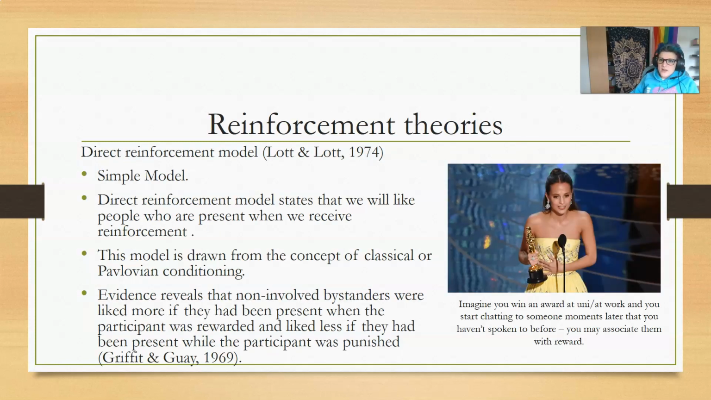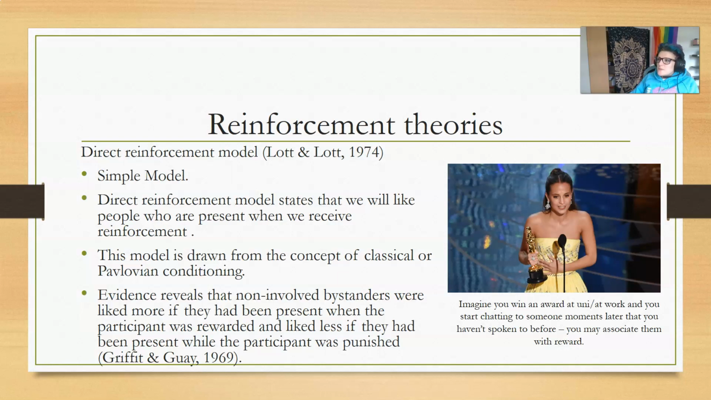Now, Lott and Lott's direct reinforcement model is a very simple model, and it suggests that we will like people who are present when we receive reinforcement. It's very much like a Pavlovian concept of building a relationship. This model is drawn from the concept of classical or Pavlovian conditioning, and evidence reveals that non-involved bystanders were liked more if they were present when the participant was rewarded, and liked less if they had been present when the participant was punished. And so again, we see how having any kind of reinforcing or punishing experience can have an influence on our attitudes towards the people that were present at the time. And so if you were rewarded when someone was physically present, then you might be more likely to associate that person with that rewarding sensation.